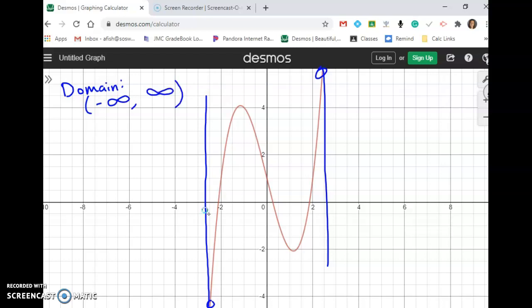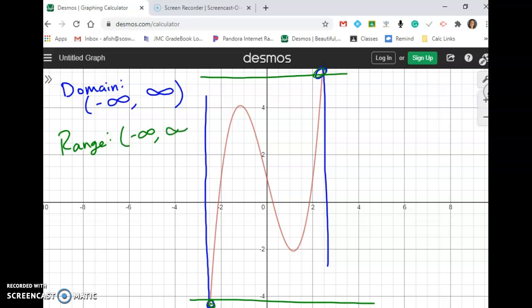Just a reminder, we're going to use parentheses when it's not included, or an infinity sign, and we'll use brackets when it is included. So now, looking at the range. The range, actually I should do that in a different color. The range are the y values. So same concept, I go all the way to the bottom of my graph, to the top of the graph. Well, I can see here, again, it's still going on forever and ever. So that's negative infinity. Look at the upper bound. Again, still going on forever and ever, so that's positive infinity. So my range, negative infinity to infinity.